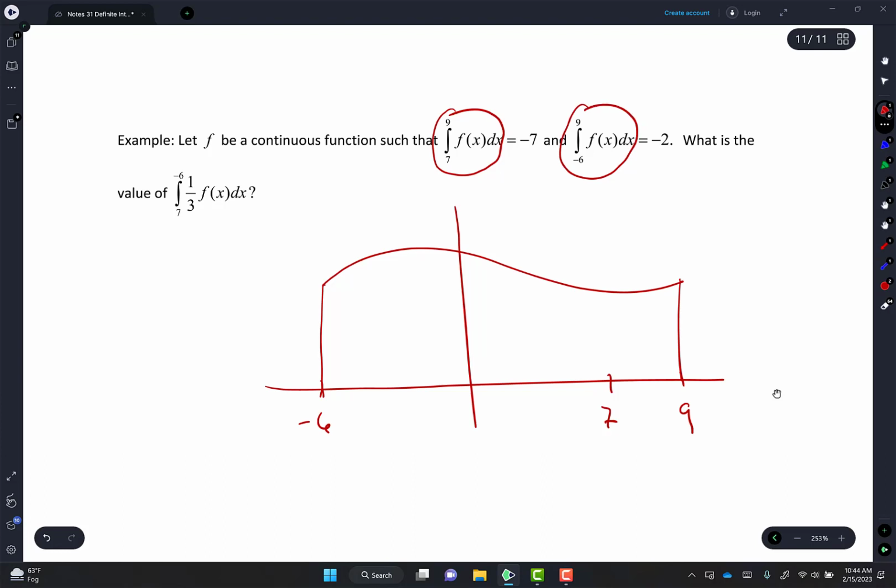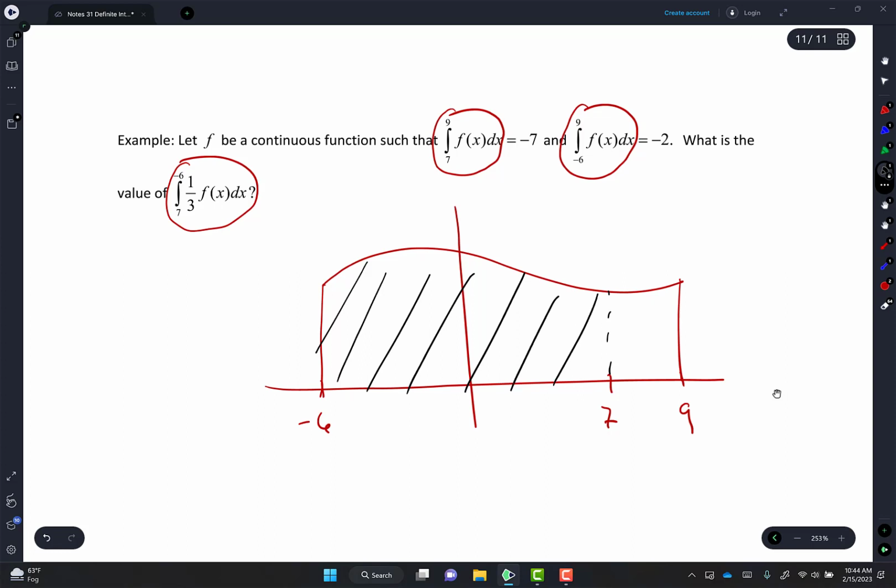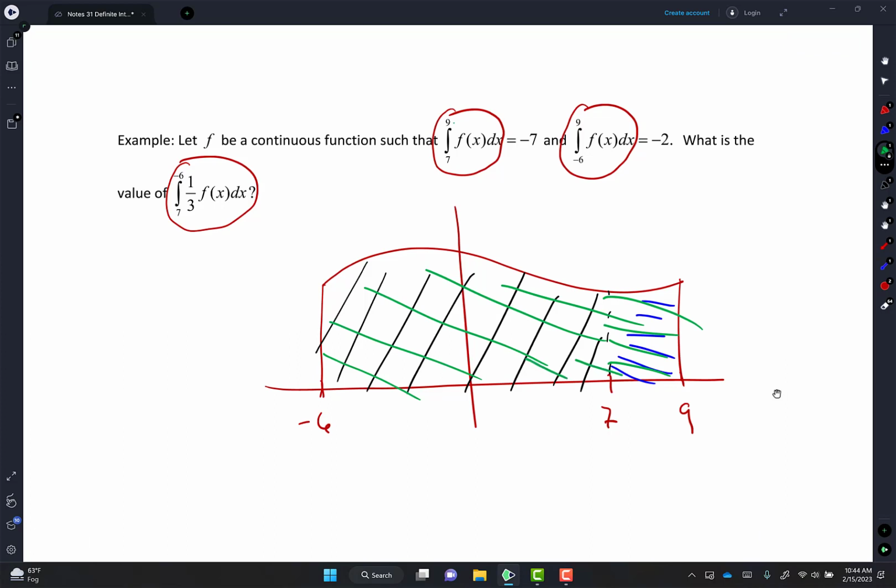So let's think about it. Look what they want. Notice that they want from 7 to negative 6. I want to figure out if I can know this in black. Well, right now, I know from 7 to 9, so I know this in blue. And I know this in green from negative 6 to 9. So if I want to go from negative 6 to 7, that means I got to get everything in green and subtract the stuff in blue. Do you guys see that?